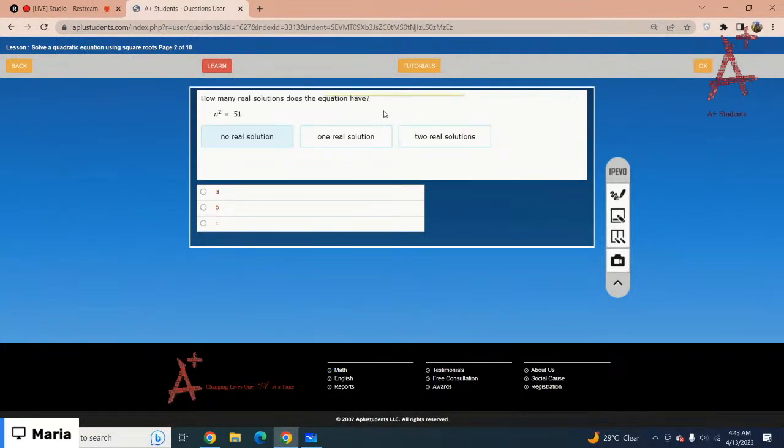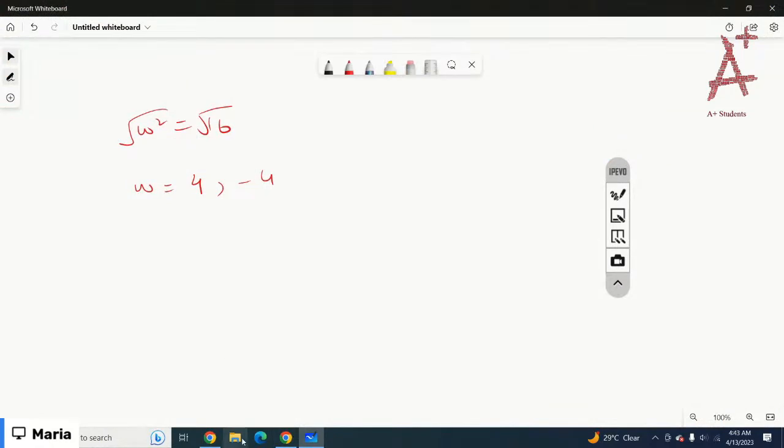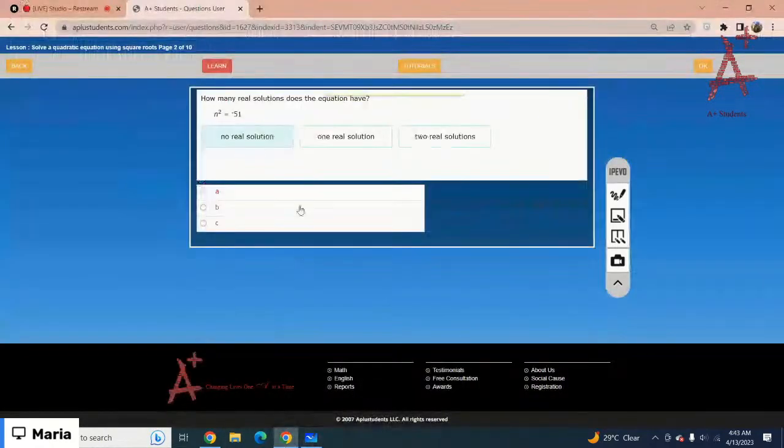Okay, the next one is how many real solutions does the equation have? This is the case when the number is negative, and in the negative case, you have no real solution. So option A is the correct option, because you can't find the square root of a negative number. So it has no real solution.